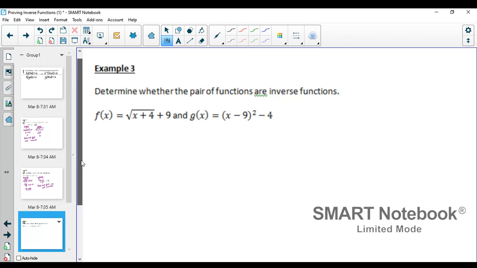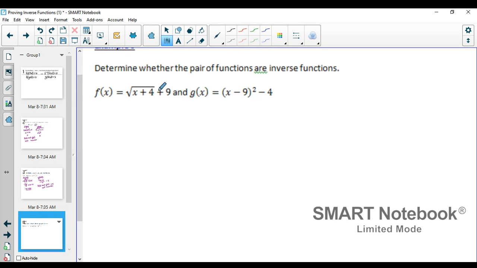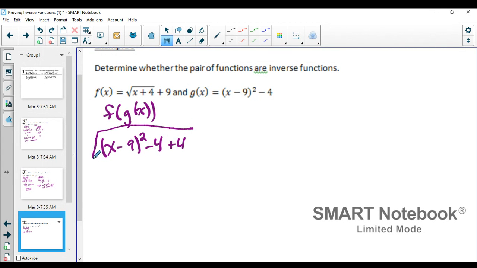All right, so now we have f of x equals the square root of x plus 4, plus 9, and then g of x equals x minus 9, squared, minus 4. So let's start with f of g of x. I don't know why I keep ending that too soon. So we're putting g into f of x. Okay. So we have x minus 9 squared minus 4 plus 4, and all of that is still underneath the square root, and then this plus 9 is outside.